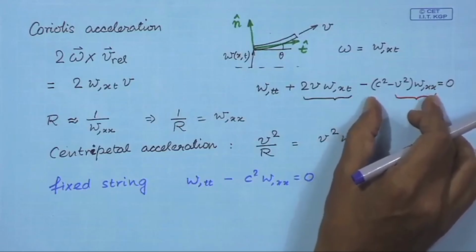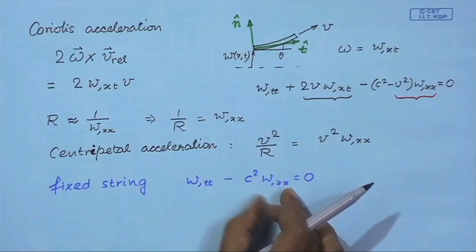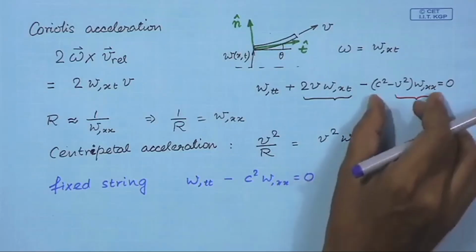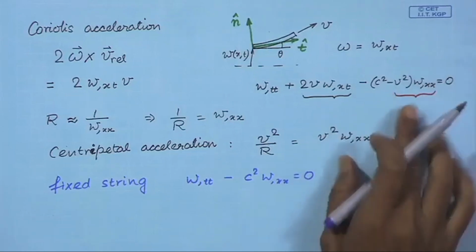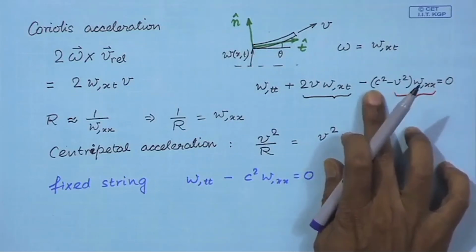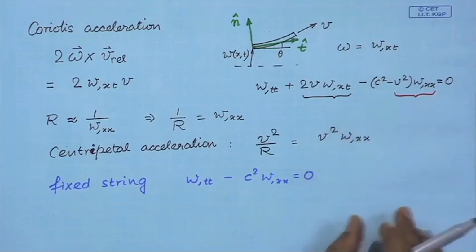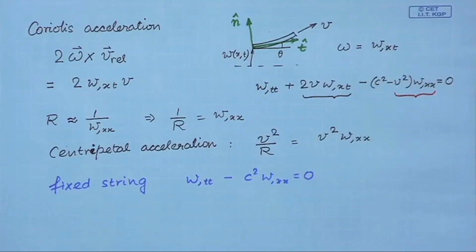this term was responsible for the stiffness of the string as we have here. So, the double space derivative is responsible for the stiffness of the string. So, in the event the velocity equals c, which is the speed of transverse waves in the string, then the string loses stiffness. So, this is an unusual behavior that we see in a translating string.